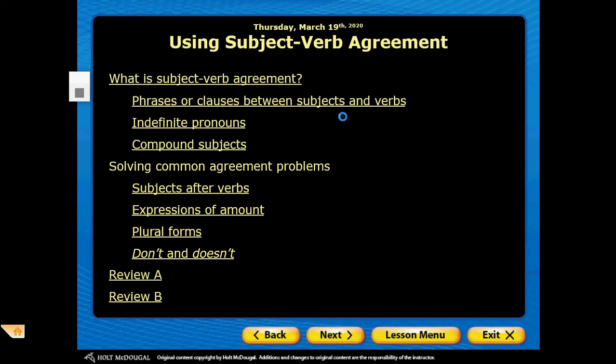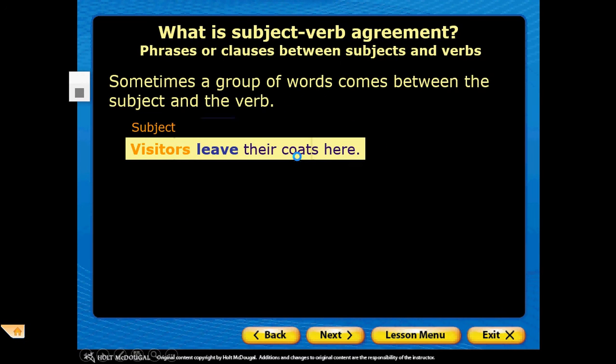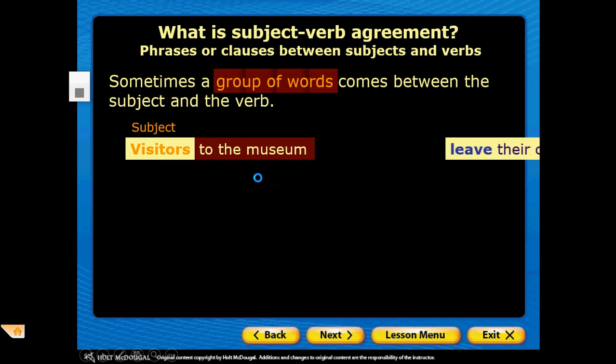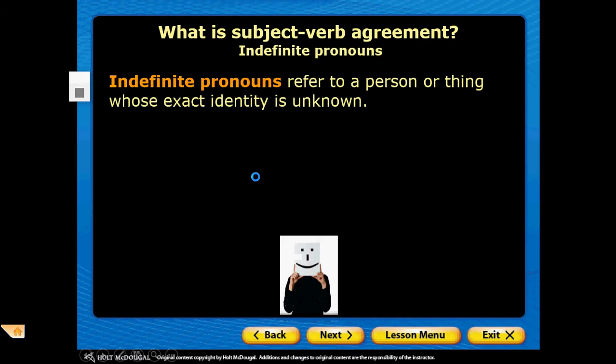Using subject-verb agreement. Yesterday, we talked about what subject-verb agreement is, and we also talked about phrases or clauses between subjects and verbs. And today, inshallah, we'll be going straight to talk about indefinite pronouns. What are indefinite pronouns?